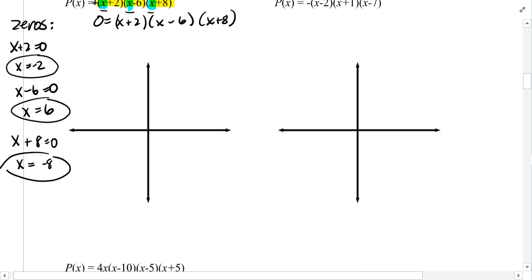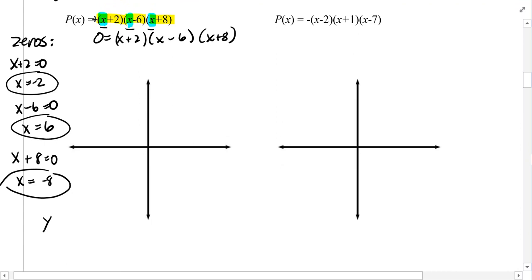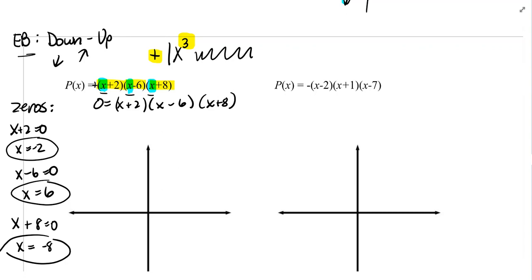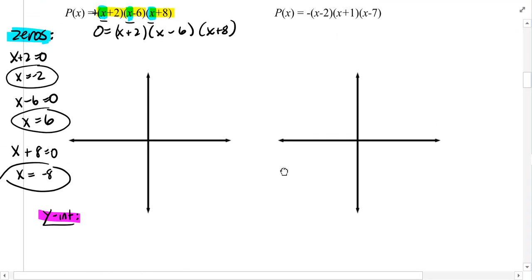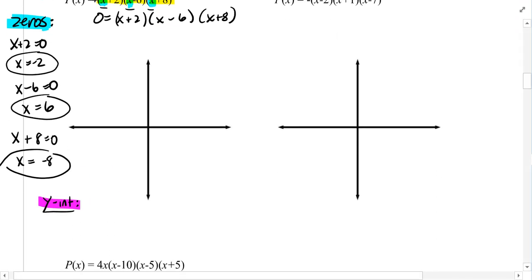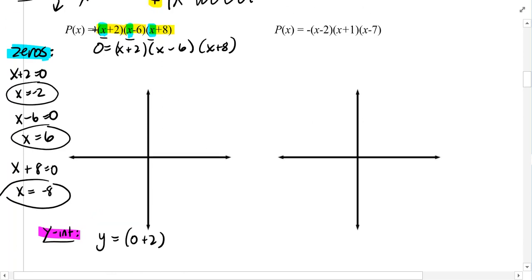There's one other thing I could find, and that's my y-intercept. This is nice to have, but not required. Bonus. Okay. So when I find my y-intercept, we make the x 0. So we would say y equals 0 plus 2, 0 minus 6, and 0 plus 8.